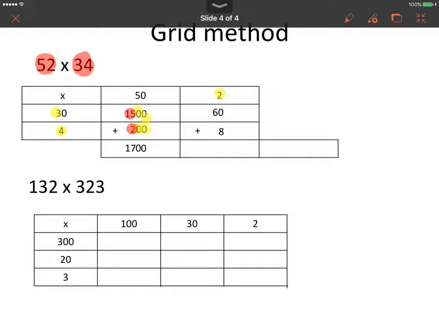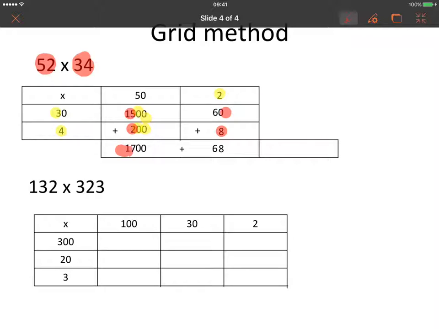I'm going to do the same over here. I'm going to add the 0 and the 8 to give me 8, and I'm going to bring the 6 down, and there we go, 68. The next thing I now need to do is to add across.